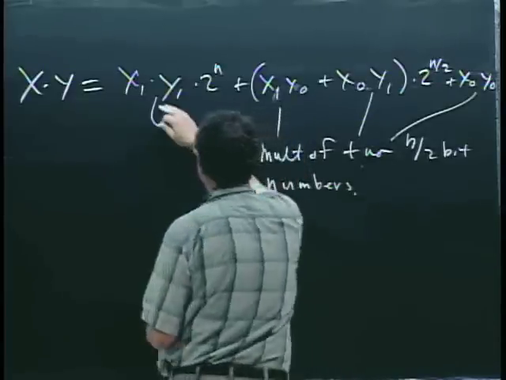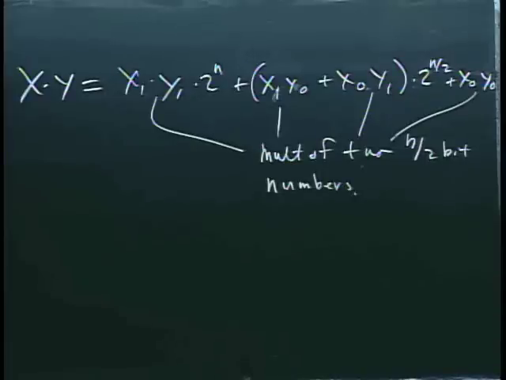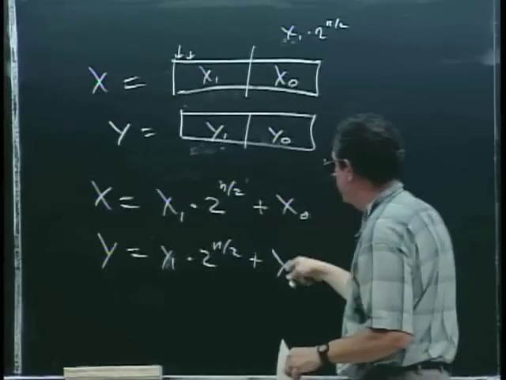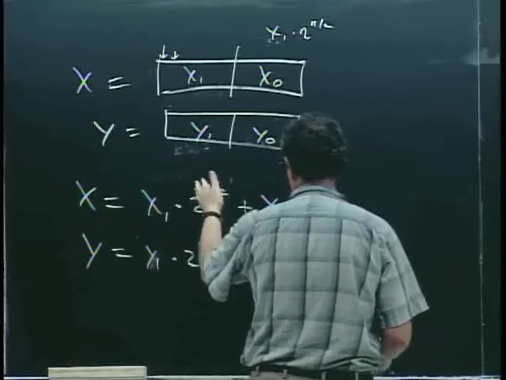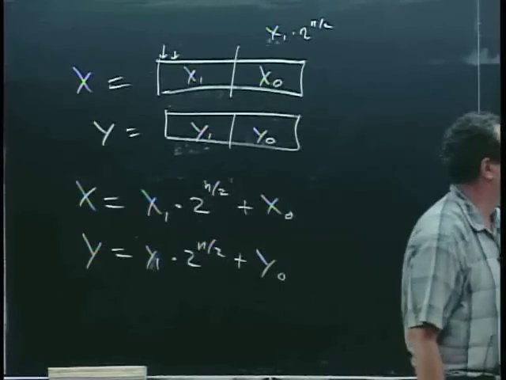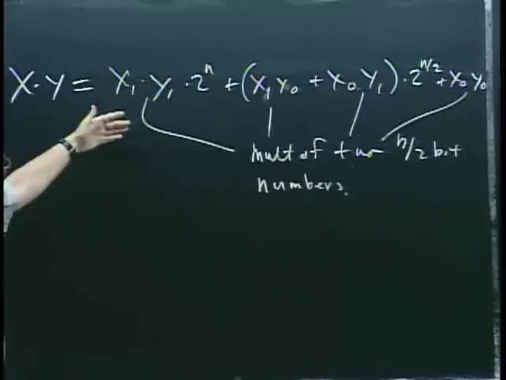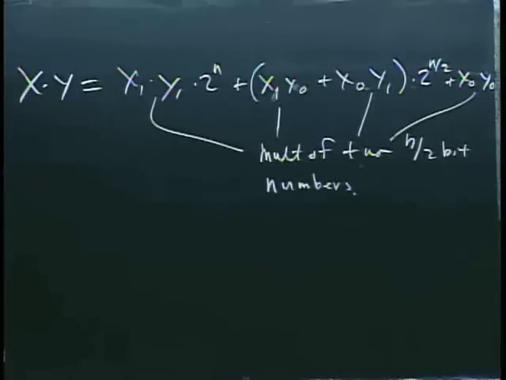Oh, because this was the term that came from the multiplying of 2 to the n over 2 times 2 to the n over 2. So we got a 2 to the n there. The cross products, x1 times y0 times 2 to the n over 2, is just going to have the 2 to the n over 2. Okay. So we've got 4 multiplications of n over 2 bit numbers.